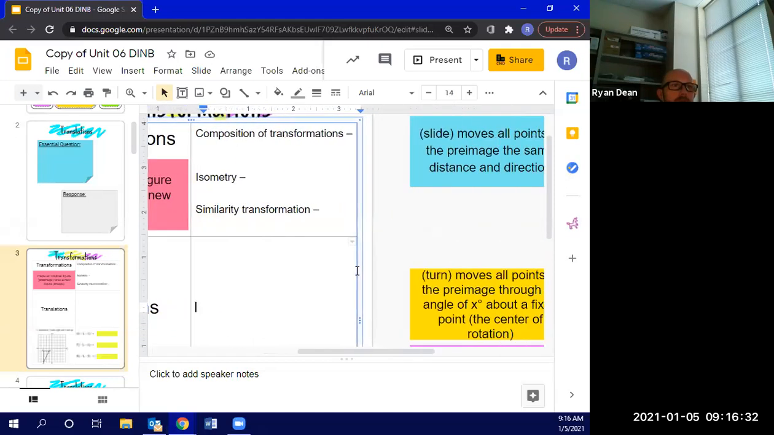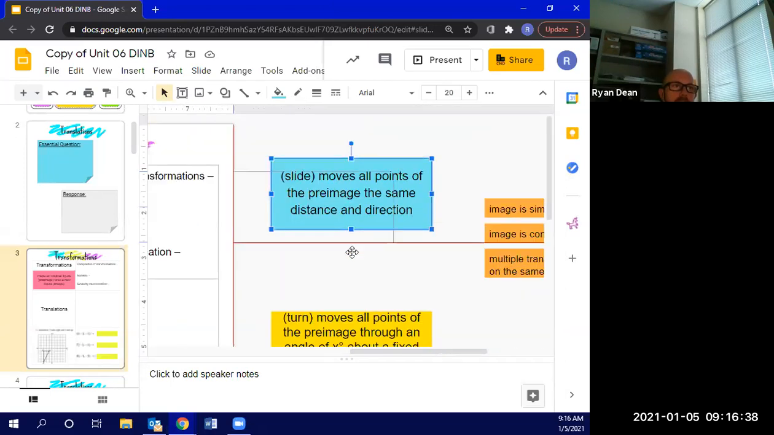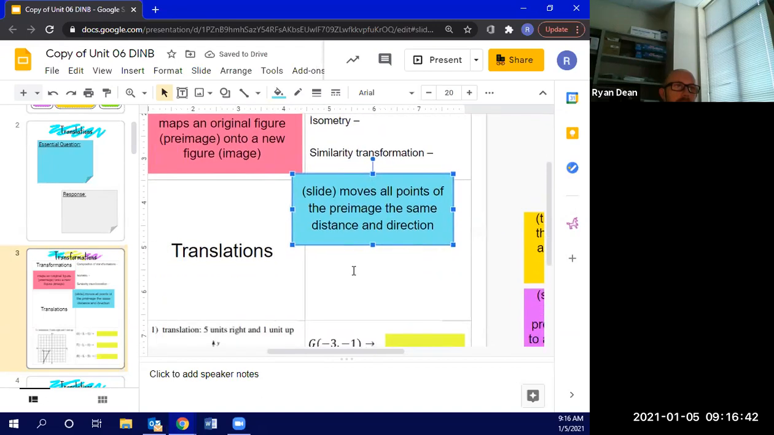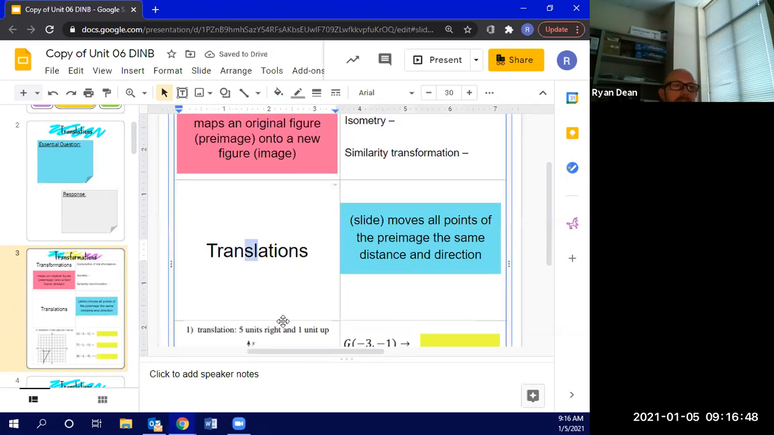Now, the other thing that's important is to determine what a translation is. If you don't remember anything about what translation is, the only thing I want you to remember is right here where we have this SL. The SL is extremely important because it helps us to identify what kind of transformation we're using. SL is the first two letters of the word slide.